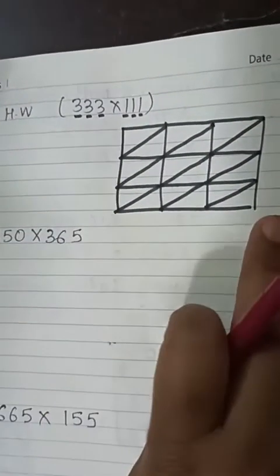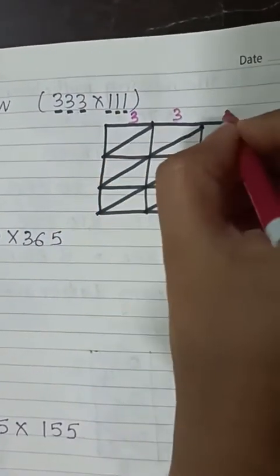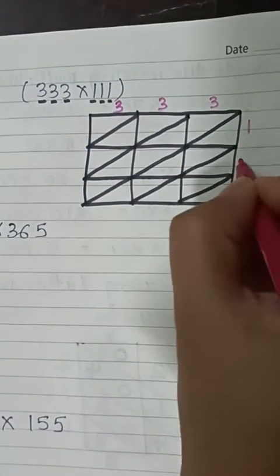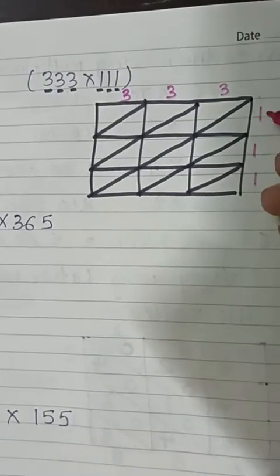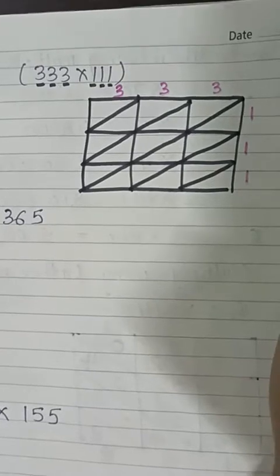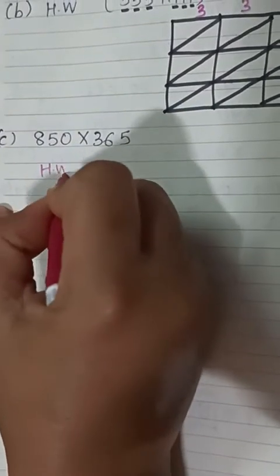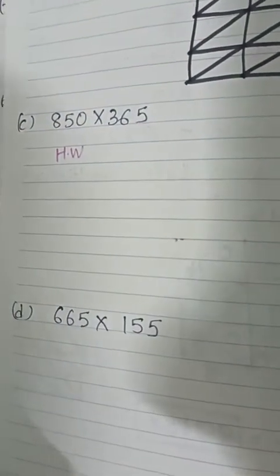Once we have drawn this grid, we will write the numbers here, 3 3 3, and on this side it is 1 1 1. So you just have to multiply by 1 every time. That is why I've left this for homework. You will do this yourself. Even C part is your homework. Let's move to D part.